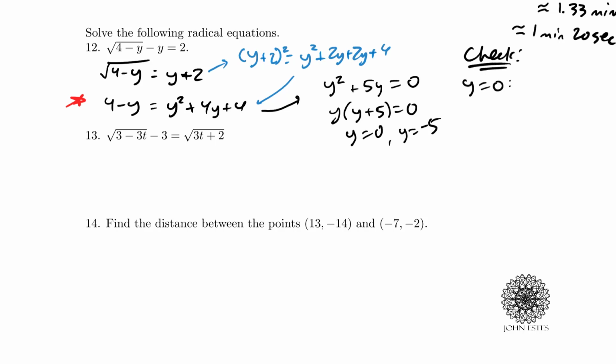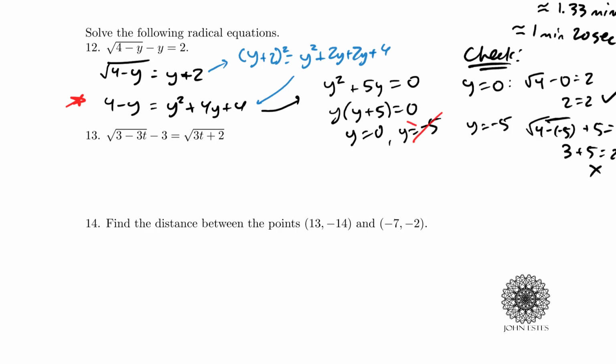So if I plug in 0 into the original equation, I get the square root of 4 minus 0 equals 2. That does check, right? That's 2 equals 2. That checks. If I plug in negative 5, I get the square root of 4 minus a negative 5, and then I have plus 5 equals 2. Well, 4 minus negative 5, that's the square root of 9. So I get 3 plus 5 equals 2. That doesn't work. Okay, so the negative 5 doesn't check. My solution then is y equals 0. So remember, when you square both sides, you have to check your solutions.